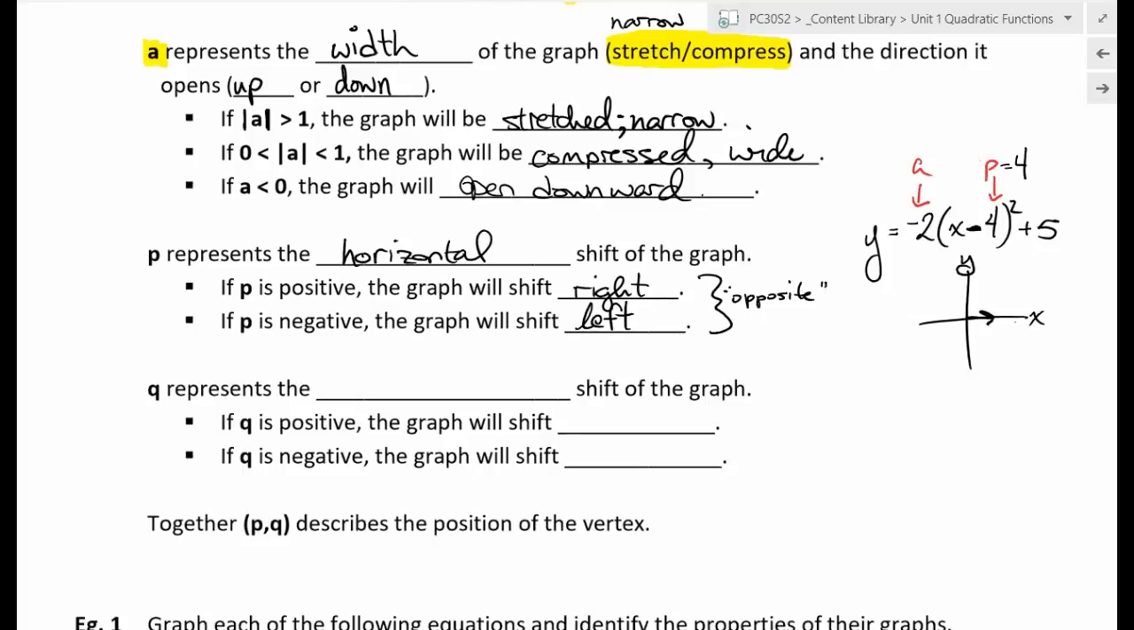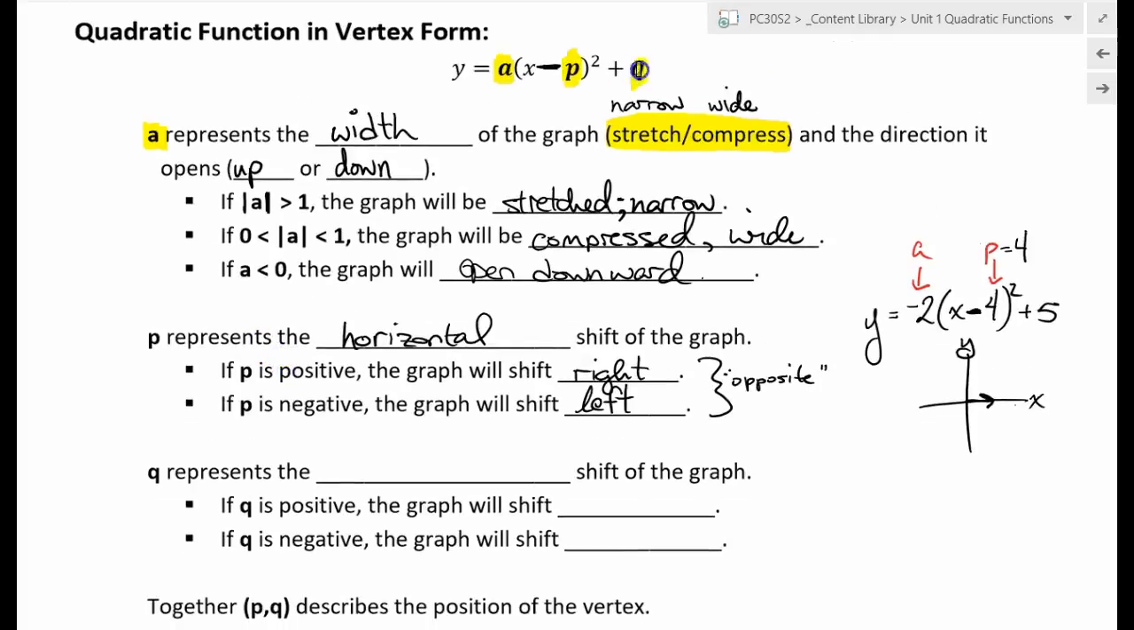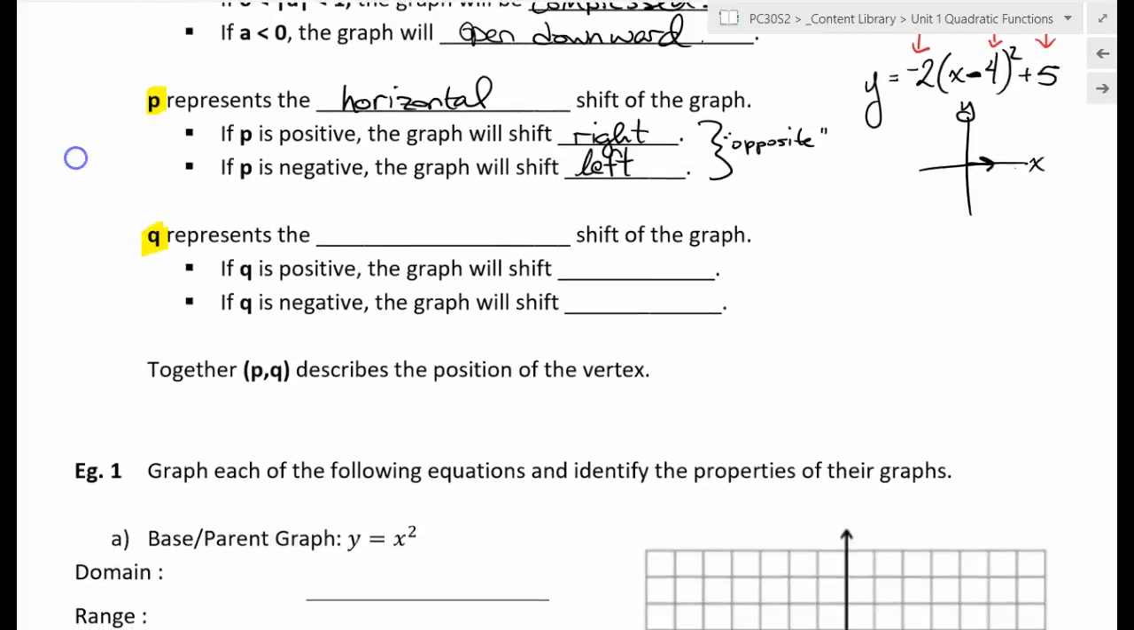Finally, Q. We've talked about P, and now we're talking about Q. It's on the outside of that square. In our example here, it's positive 5. Q represents the vertical shift of the graph. If Q is positive, the graph will shift upwards. But if Q is negative, the graph will shift downwards.